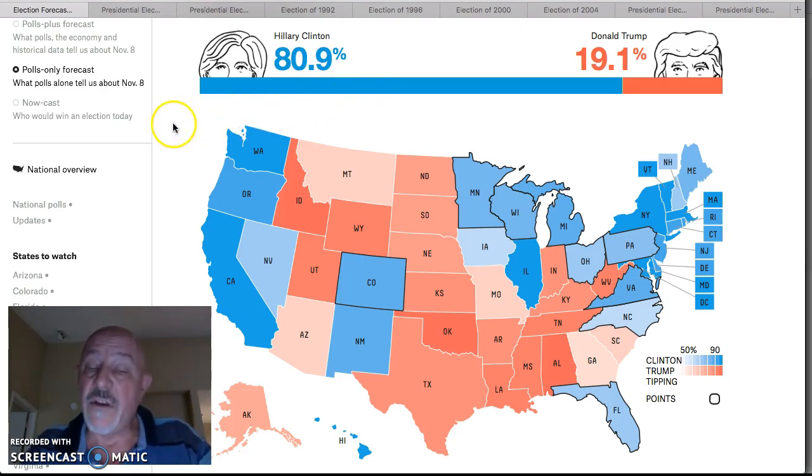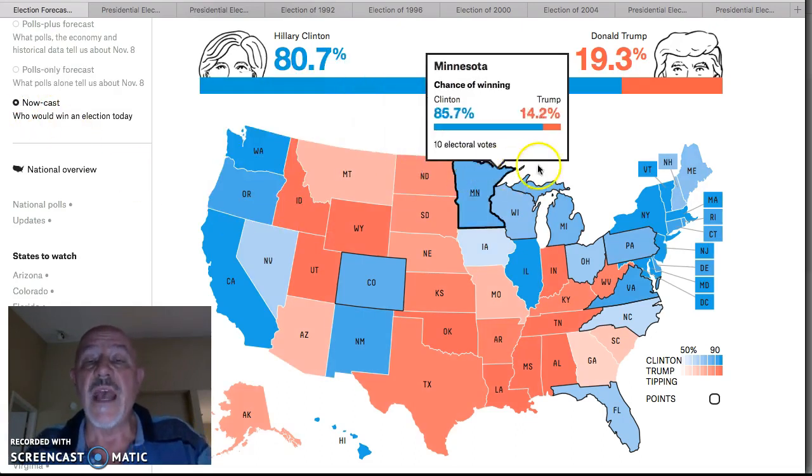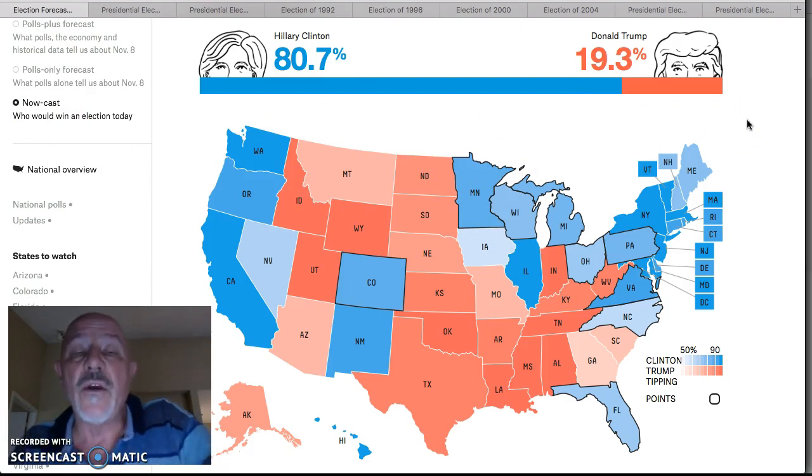Now, there's a third way. Okay, so remember, this way of looking at the presidential race is saying, what are the chances of a win for one party or the other, one candidate or the other, on November the 8th? But another way of looking at it is okay, forget about November the 8th. Who would win today if the election were held today? And so that's what Nowcast tells us. So we click on the Nowcast button, and it's actually fairly similar to the polls only forecast, about 80.7% chance for Clinton. All right, well, let's look at the map and see what it tells us.